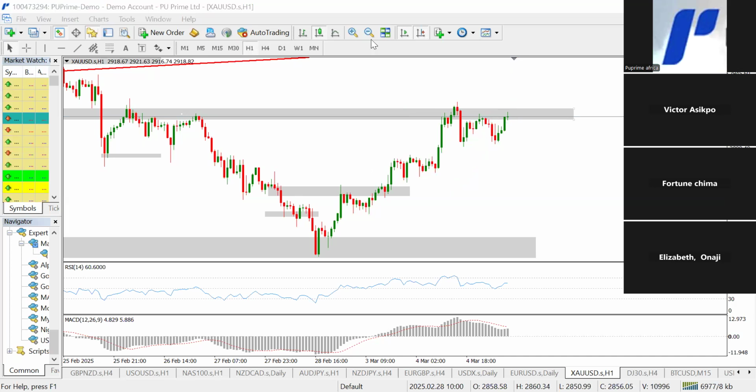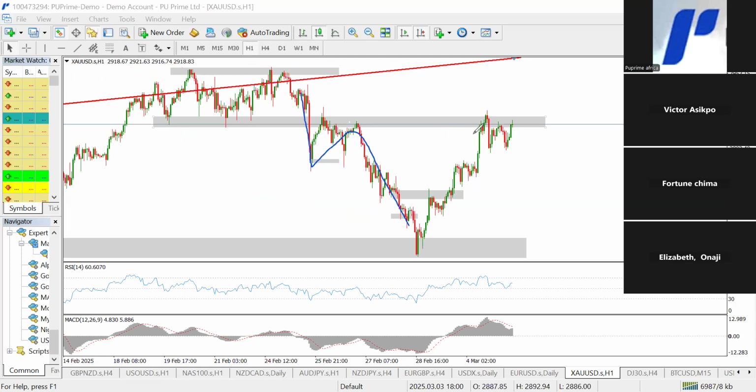What I'm seeing is more an inverse head and shoulders. See, it's even clearer here on the 1 hour. So if price breaks above that neckline, we'll see more bullish movement on gold. So excuse me, I'm bullish on gold.